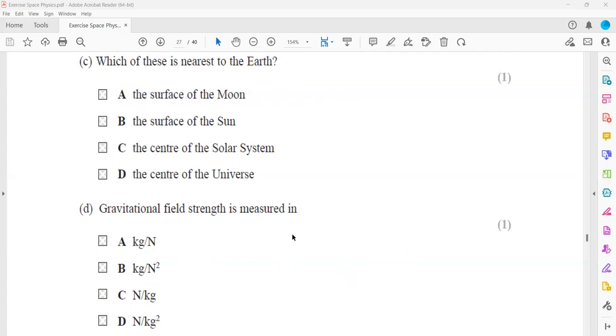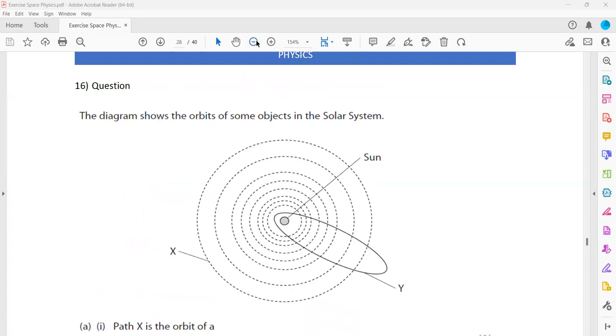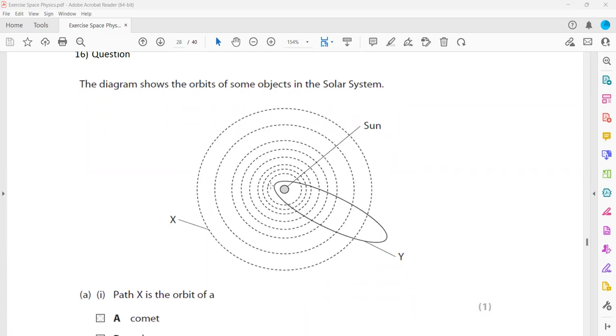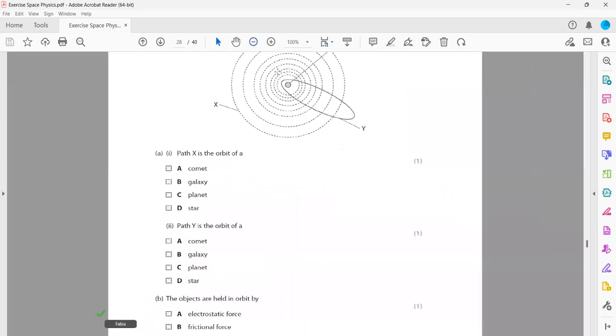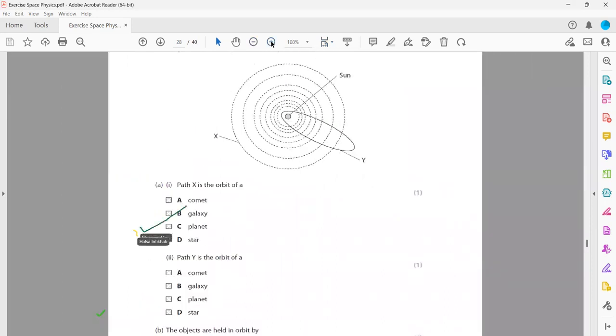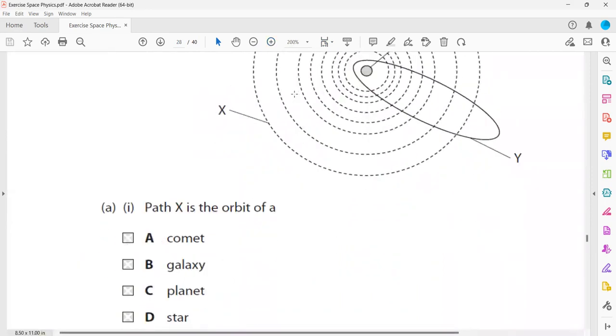In question 16, the diagram shows the orbits of some objects. The path X is the orbit of what? You can use screen annotation. Just a minute, I will just zoom in. The path X is the orbit of what? A comet, a galaxy, a planet, or a star? So it's the orbit of a planet. That's true.